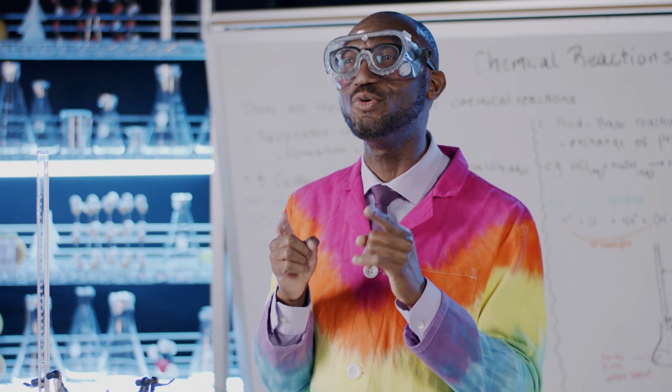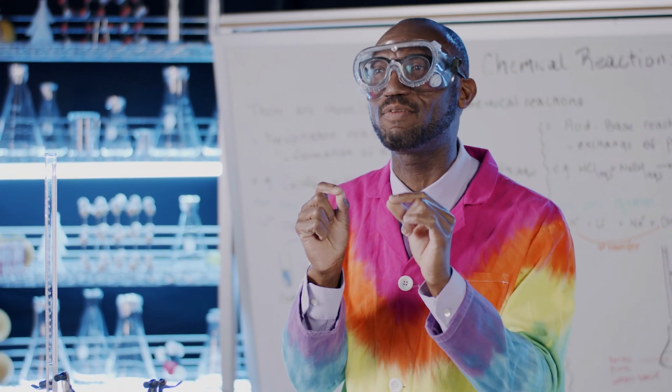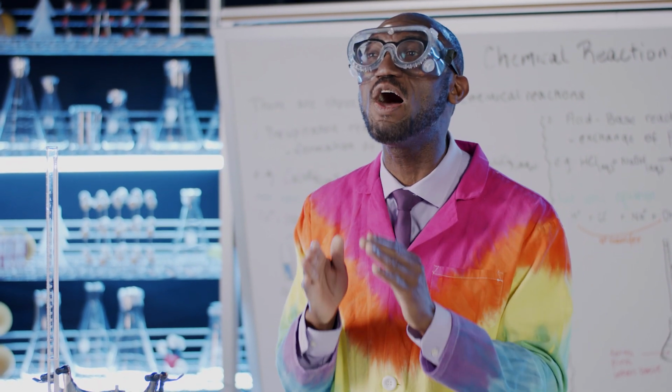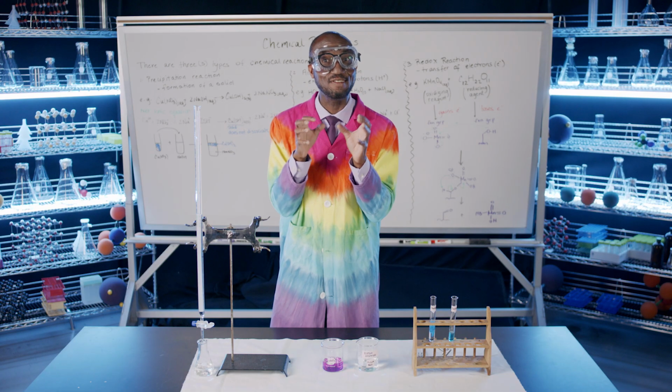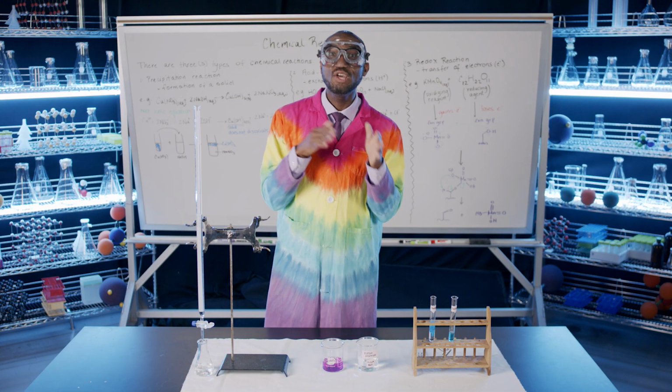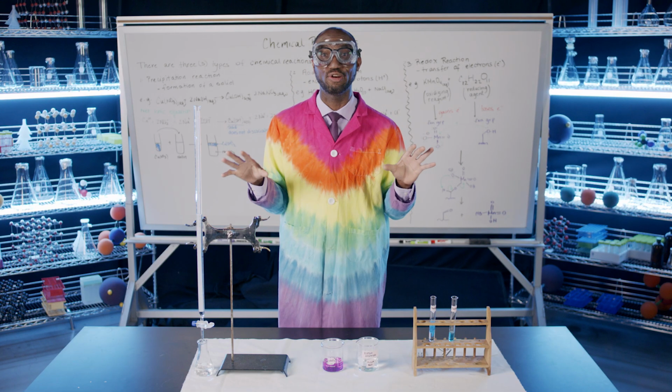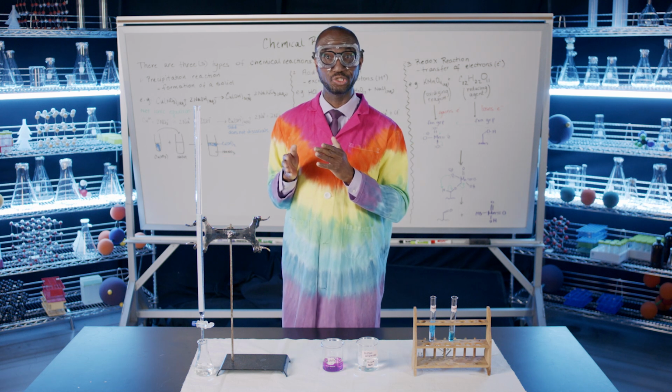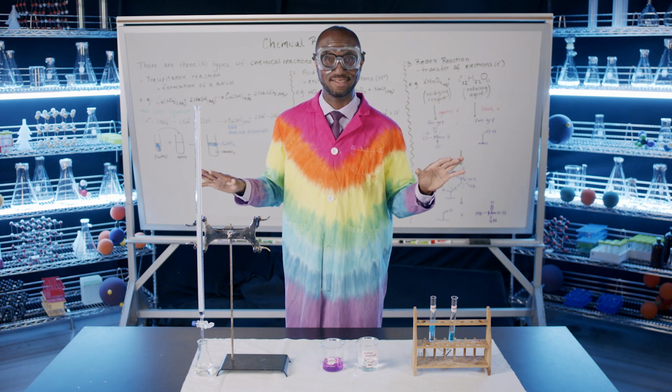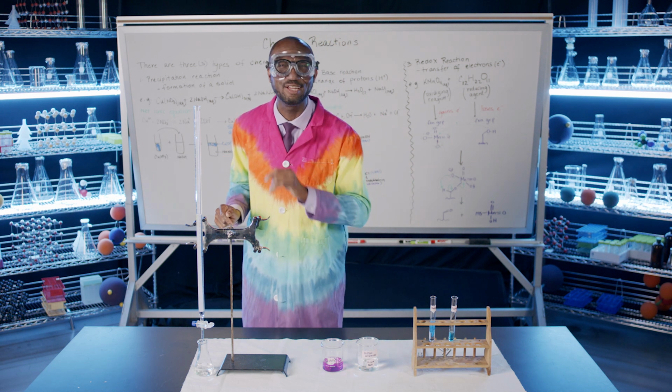What we're going to do is we're going to use an indicator, phenolphthalein, to follow the reaction. In an acidic environment like HCl, phenolphthalein remains clear, but in a basic solution, it turns bright pink. So let's visualize this and let's titrate.